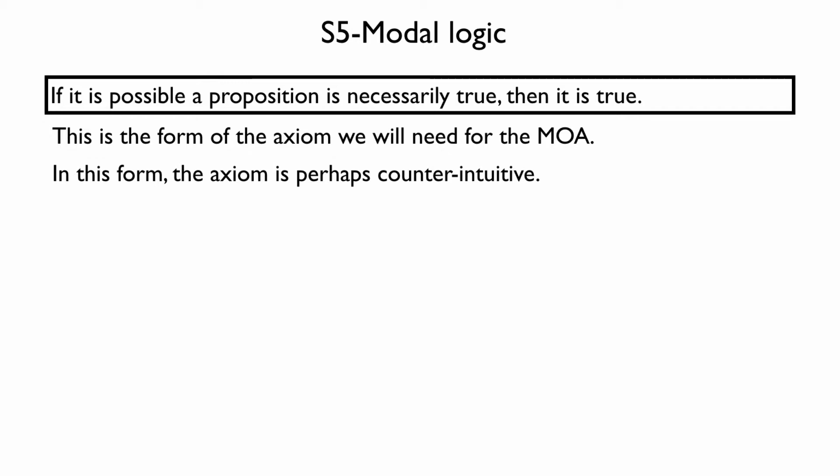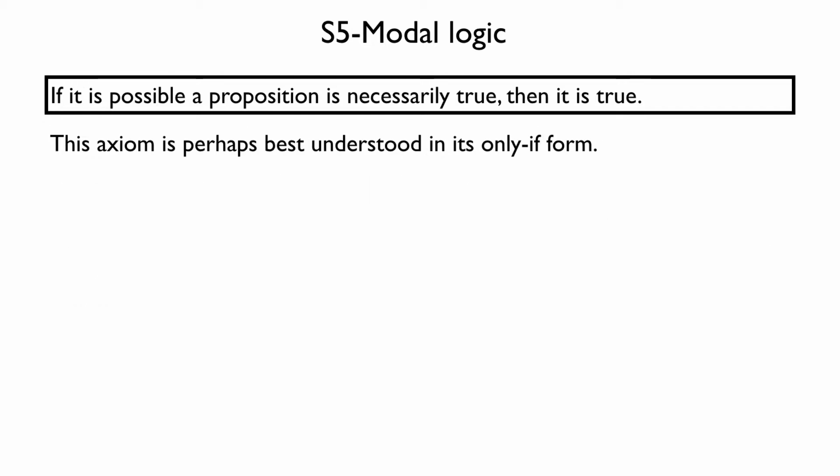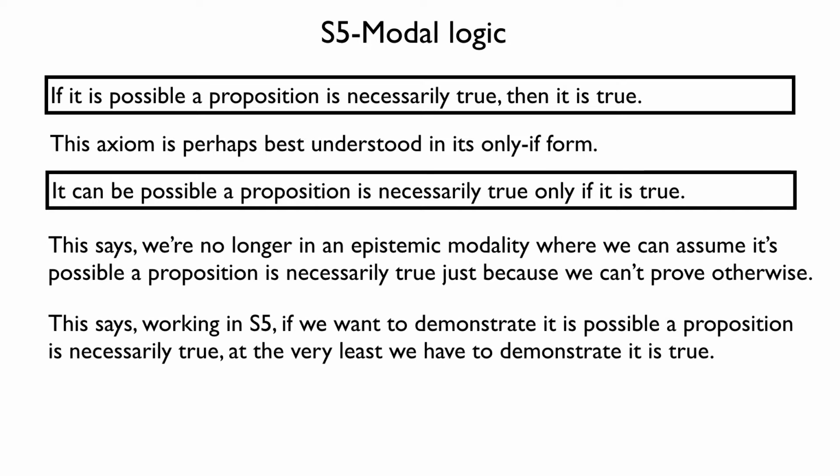How does that work? Well, remember, we are no longer working in an epistemic modality where saying something is possibly true means that it cannot be proven false. This does not say that a proposition must be true just because we can't prove it is not necessarily true. This axiom is perhaps best understood in its only if form. It can be possible a proposition is necessarily true only if it is true. So what this says is we're no longer working in an epistemic modality where we can assume it's possible a proposition is necessarily true just because we can't prove otherwise.